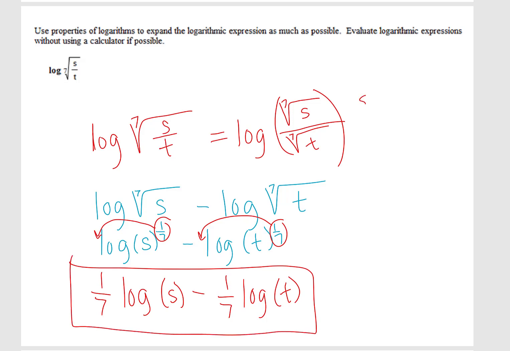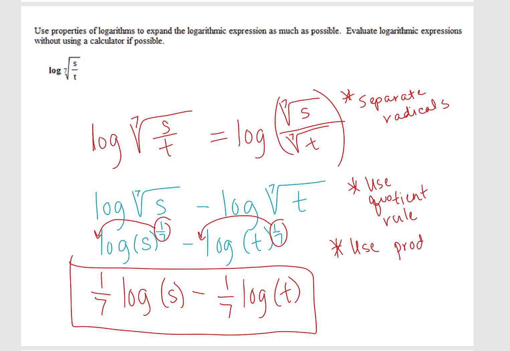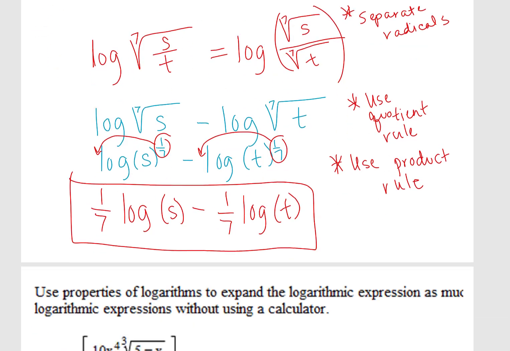So separate radicals. Use quotient rule. And then use the product rule. So if you don't know the name of the rule, that's okay, but do know how to use it. Do know how to apply it.